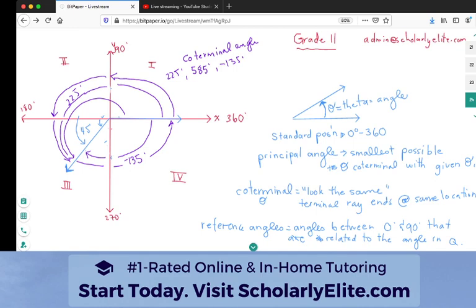Now, this is going to be a little bit different when we're talking about reference angles. So let me just do some erasing again. So I hope that makes sense. If it doesn't make sense for you guys, just feel free to let me know. Again, I'm always happy to go over stuff.